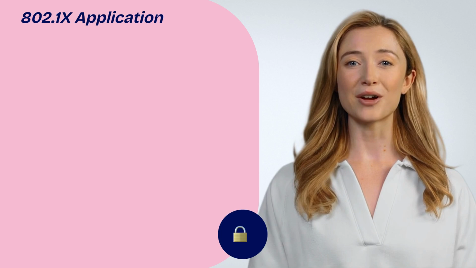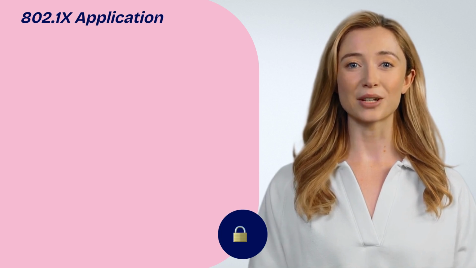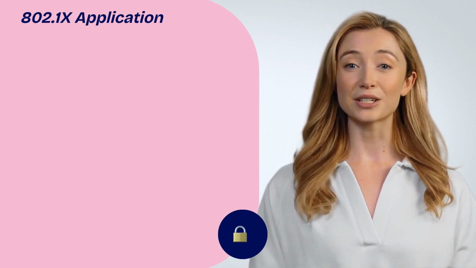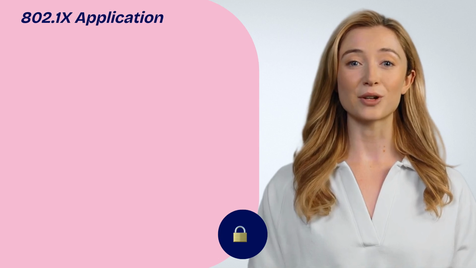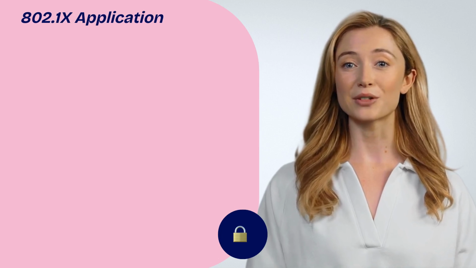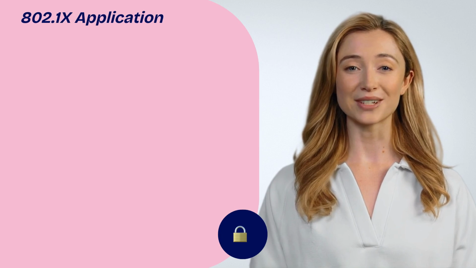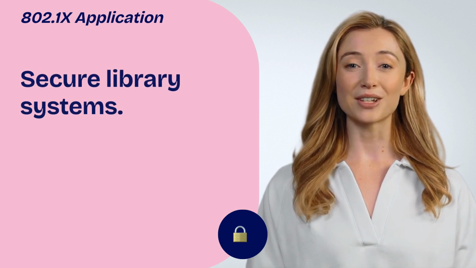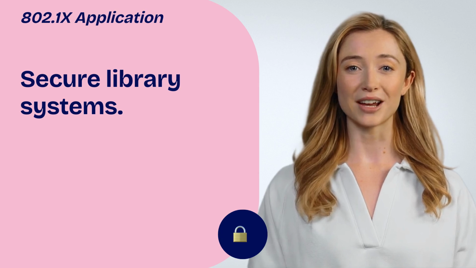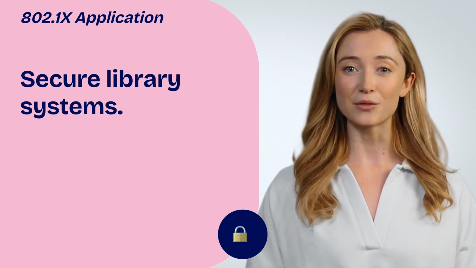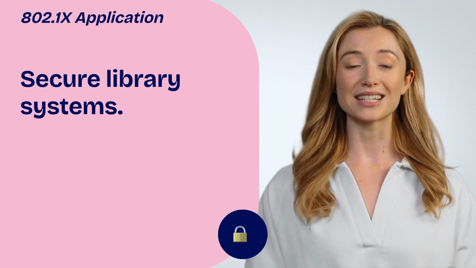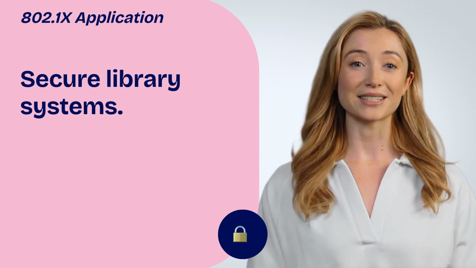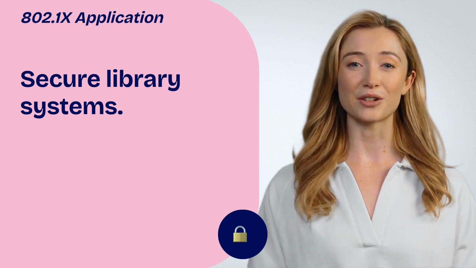Now let's explore how 802.1x can be applied in real life. Imagine you're managing a community library. You want to provide internet access for visitors, but keep the library's internal systems like the catalog database secure. With 802.1x, you can have a public Wi-Fi network where visitors connect after a simple authentication, while your staff accesses a more secure network requiring stronger credentials.